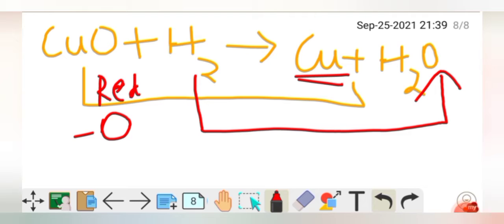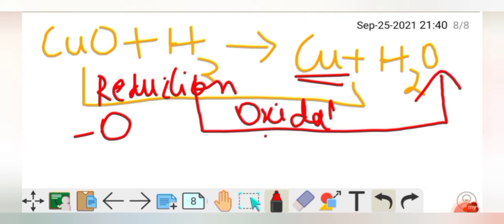Okay, here reduction has taken place and here oxidation has taken place. Okay, here oxidation has taken place and here reduction. So it's clear. Now we'll read about what is oxidizing agent and what is a reducing agent.